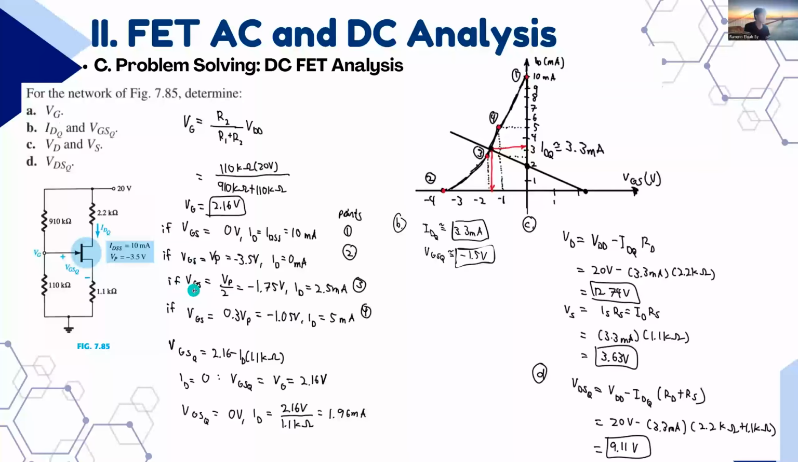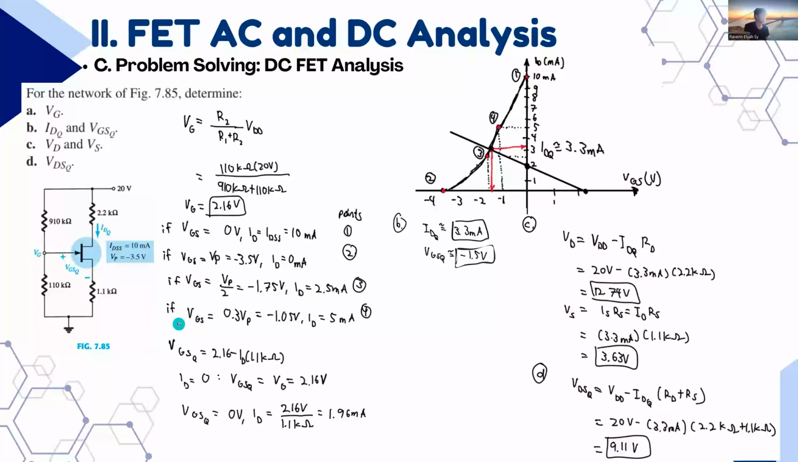Next, VGS is equal to VP over 2. VP is negative 3.5 divided by 2, that's negative 1.75. And then our ID is equal to 2.5 milliamps. So we plot that in our graph, negative 1.75 and 2.5 milliamps. That's the third point.